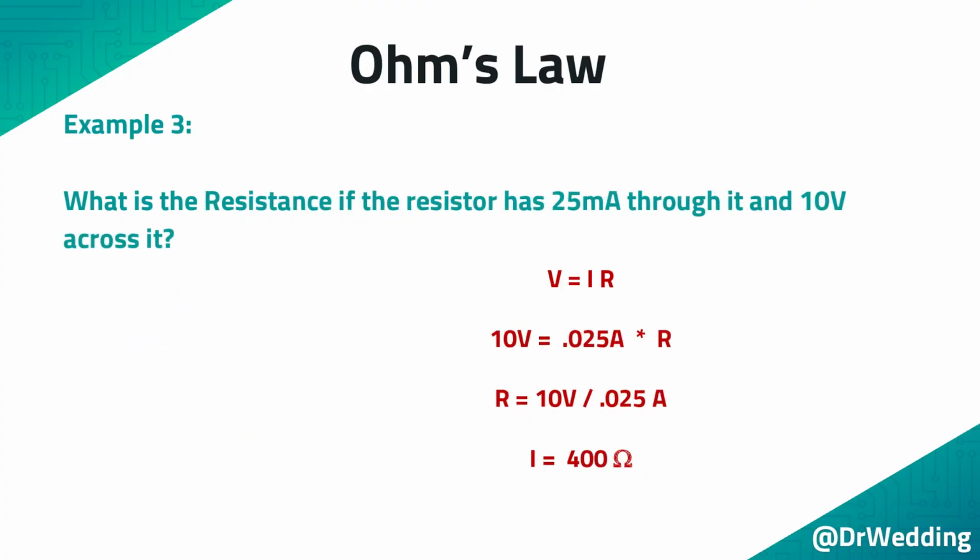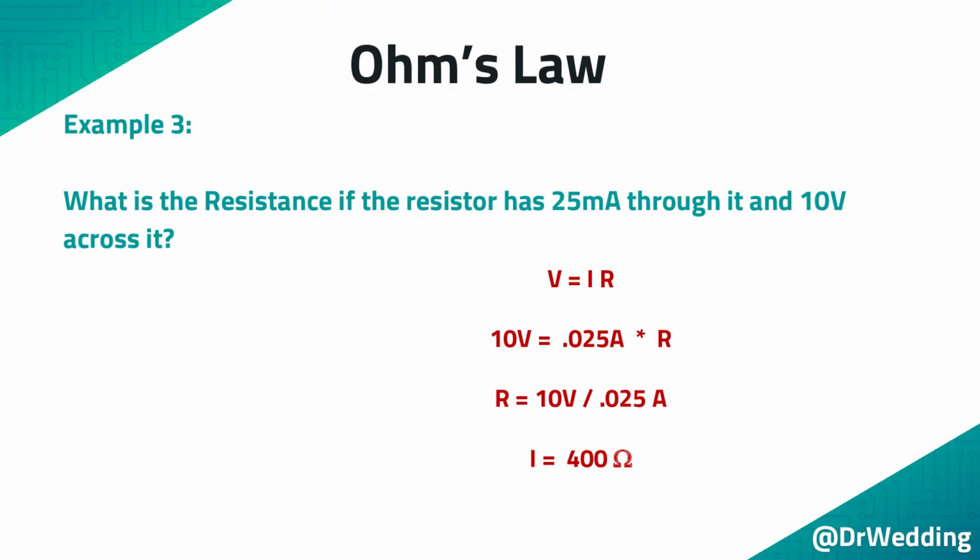Here is the final example. What is the resistance if the resistor has 25 milliamps through it and 10 volts across it? Start by writing the equation V equals I times R. Next, you plug in the known values. Make sure that the voltage is in volts and the current is in amps. 25 milliamps is 0.025 amps.